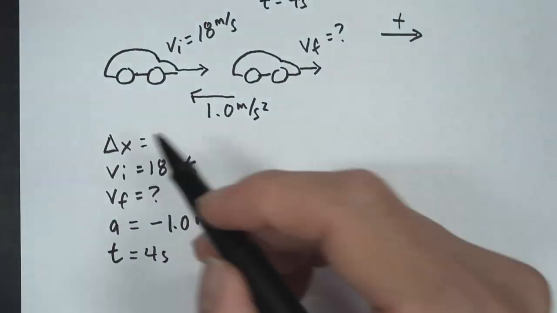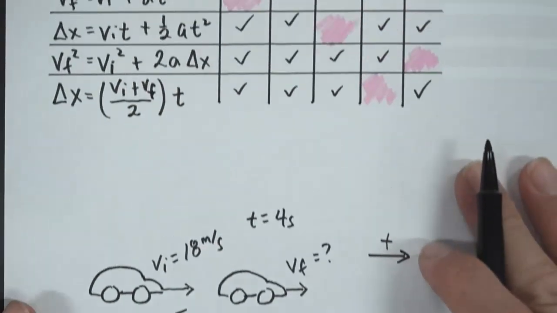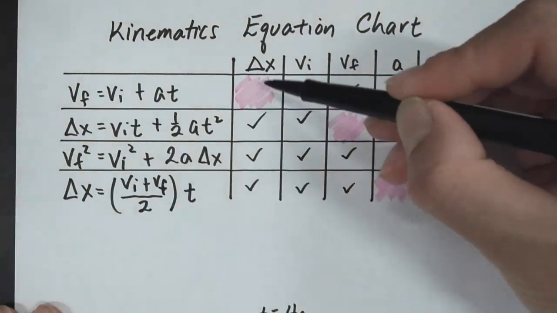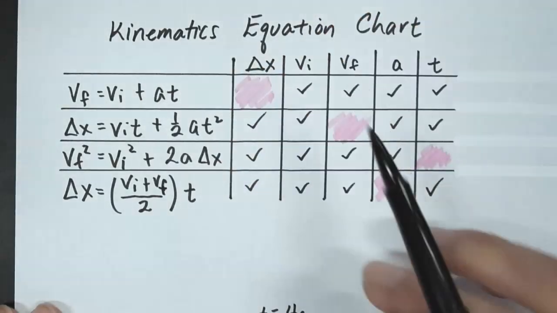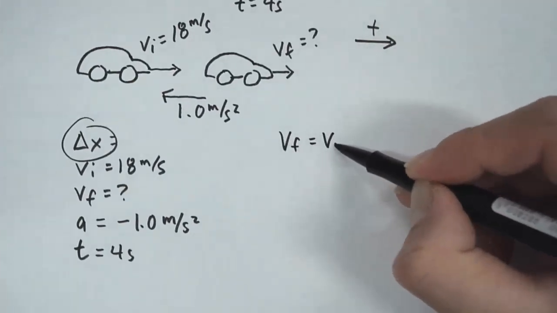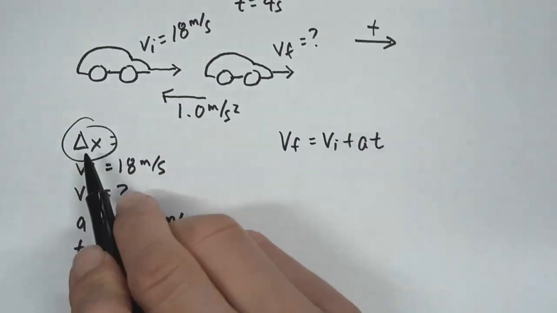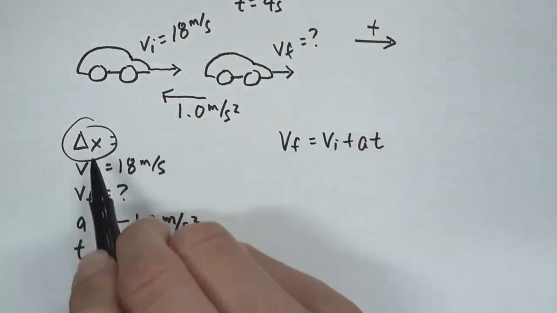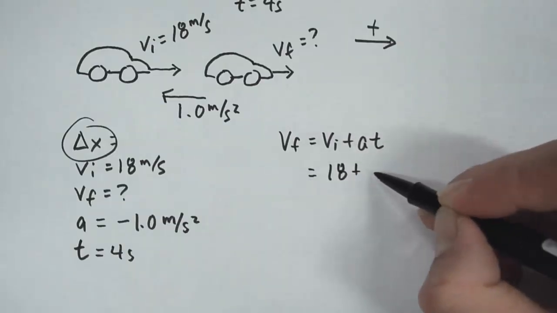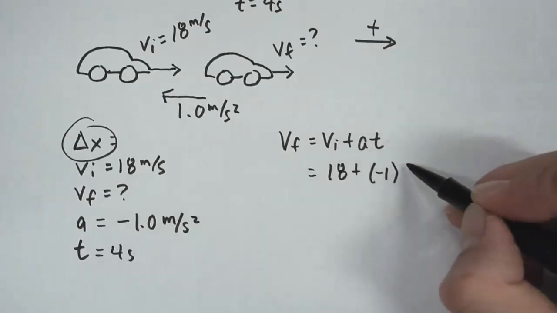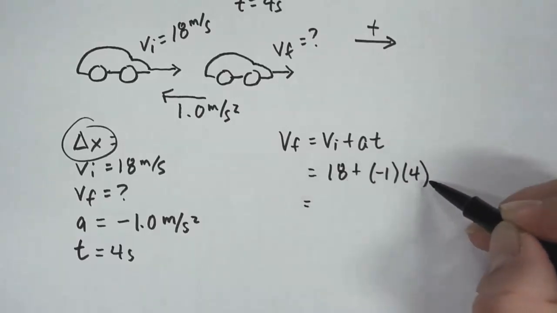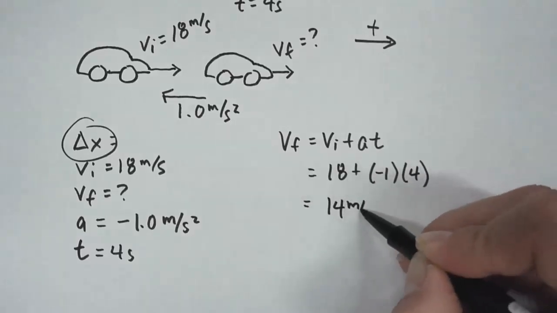So now we're going to look for this in our chart. We're looking for the highlighted part. We're looking for delta x. Do you see how this is highlighted right here? That means we're going to use that equation. So we're going to use Vf equals Vi plus at. Notice it does not have delta x. So we're looking for the equation that does not have delta x because we don't need it. Vi is 18. a is negative 1, so don't forget that negative. And t is 4 seconds. So 18 minus 4, we get 14 meters per second.